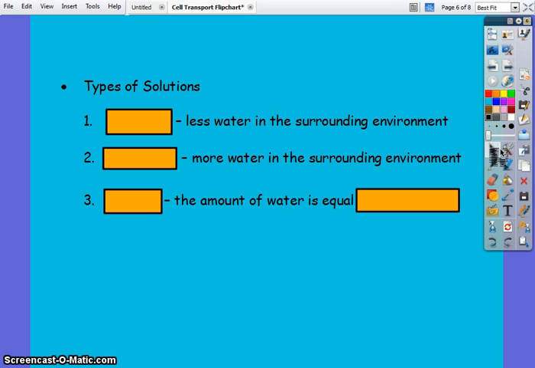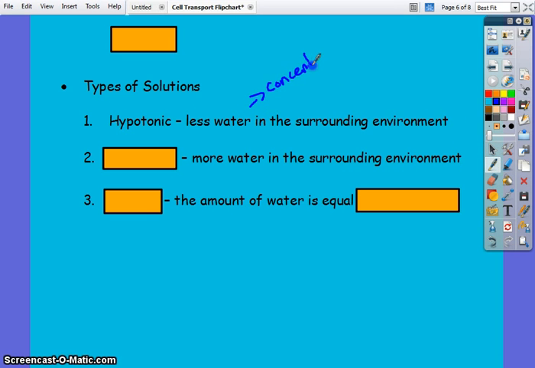Alright, when we talk about osmosis, there are also 3 different types of solutions, or types of water, that a cell can be in. Okay, so if the cell is in something we call a hypotonic solution, that means there's less water in the surrounding area than there is inside the cell. And when we talk about less water, we don't mean amount, we mean there's less concentration of water.